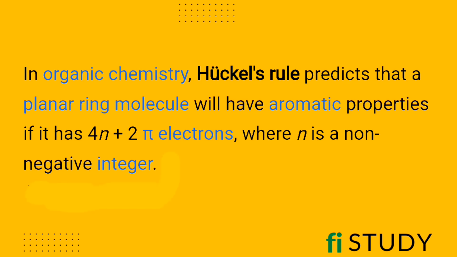In organic chemistry, Huckel's rule predicts that a planar molecule will have aromatic properties if it has 4n plus 2 pi electrons, where n is a non-negative integer or whole number. If n is not a whole number, then the molecule is said to be anti-aromatic.